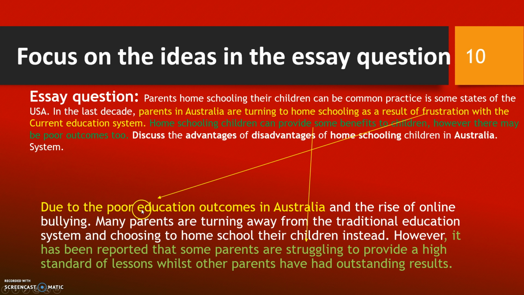We've got, due to poor education outcomes in Australia, which is similar to frustration with the current education system, and the rise of online bullying, many parents are turning away from the traditional education system and choosing to homeschool their children instead. However, it has been reported that some parents are struggling to provide a high standard of lessons, whilst other parents have had outstanding results. So notice how I've paraphrased it. It's similar ideas, but it's paraphrased. Don't copy it, you need to paraphrase it.